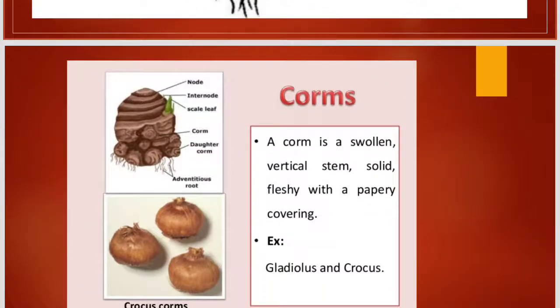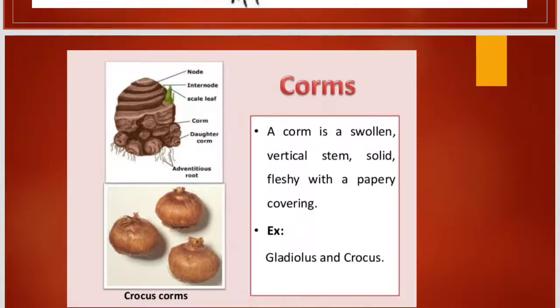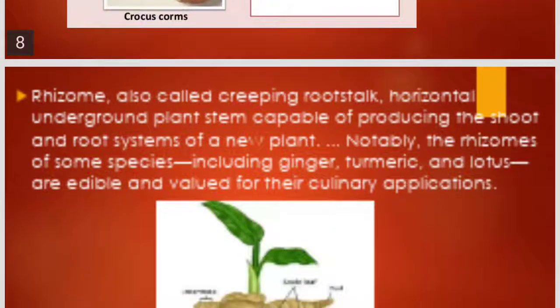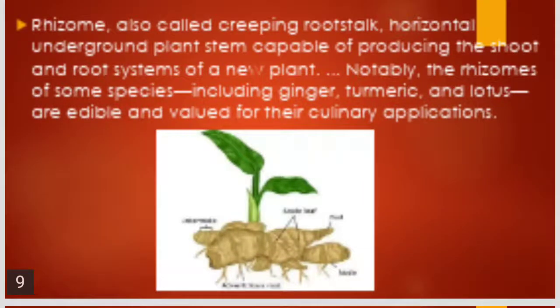Then what are corms? A corm is a swollen vertical stem, solid, fleshy with a papery covering. Colocasia, you know colocasia? You call it in Urdu arvi, in Hindi arvi. That is an example of a corm. Then let us see the rhizome.